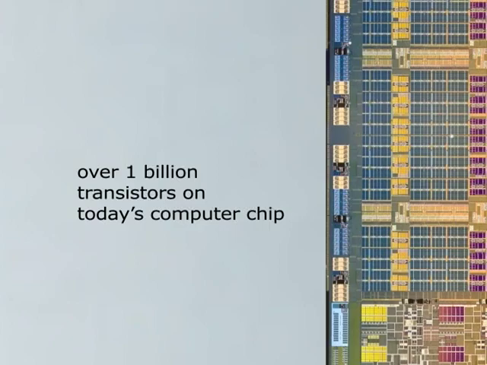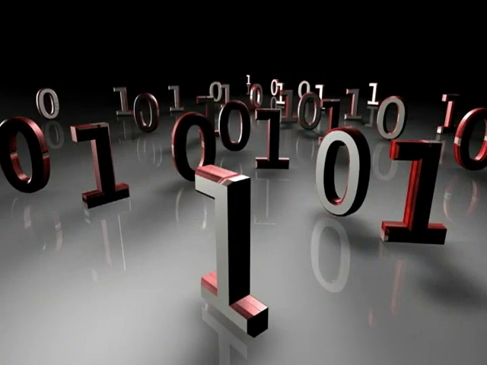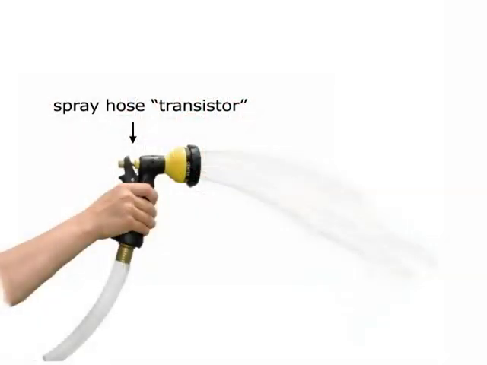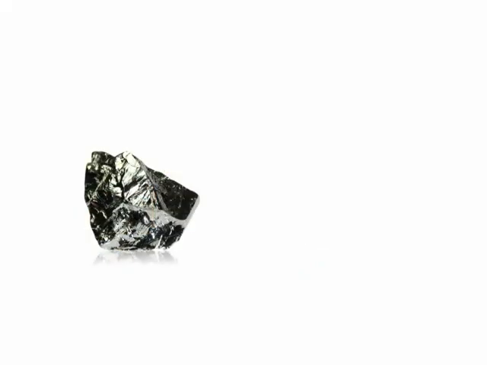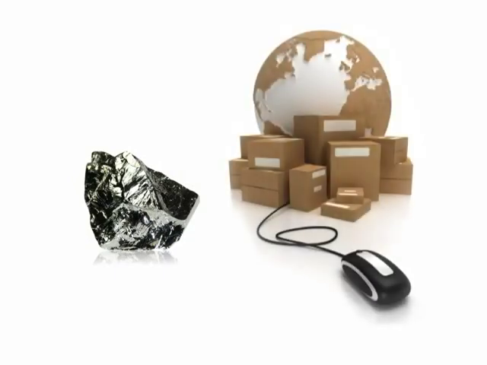Transistors are the on-off switches allowing the binary code that runs your computer, much like a spray nozzle is the on-off switch for your water hose. Enough transistors are built each year to give 60 million of them to every man, woman, and child on Earth.